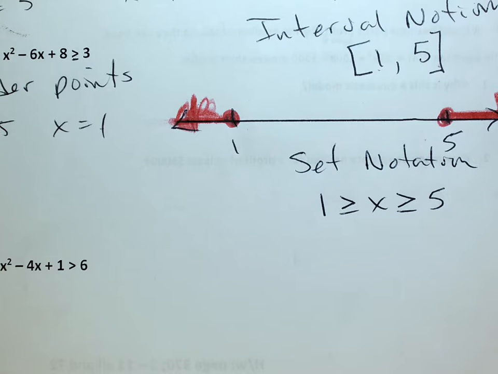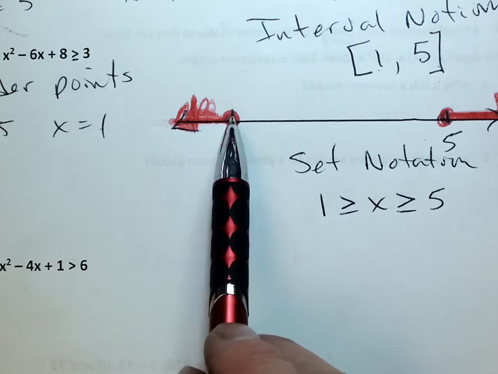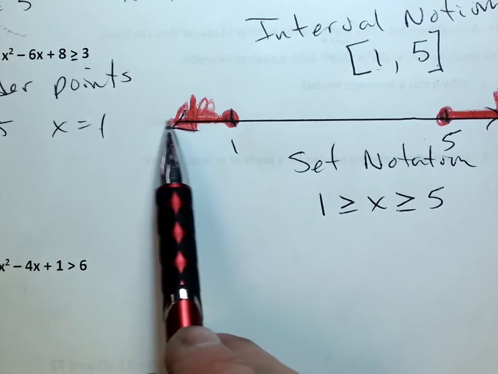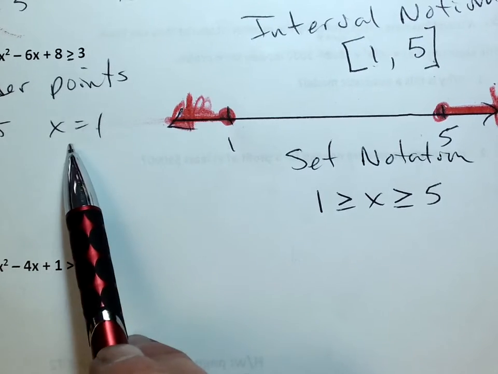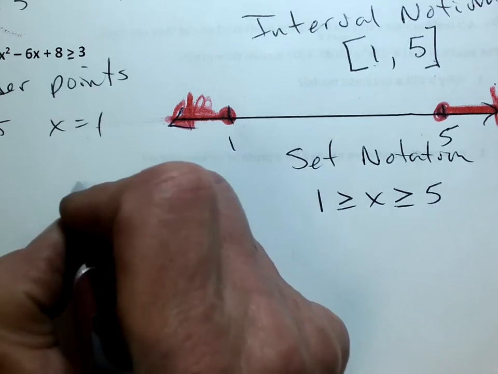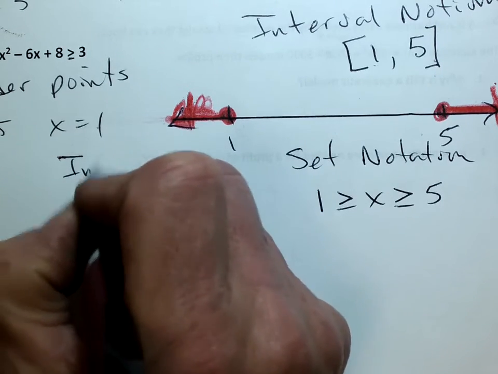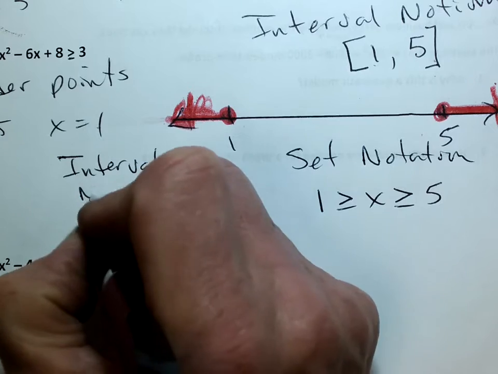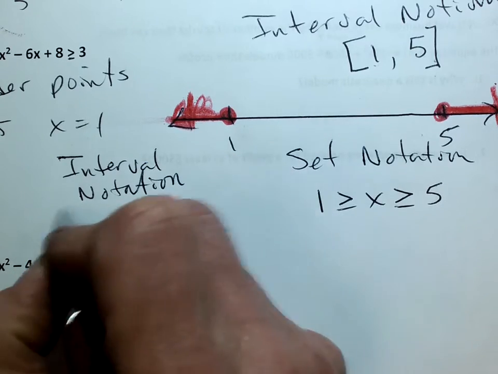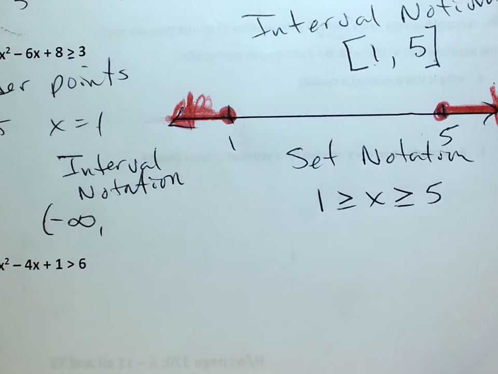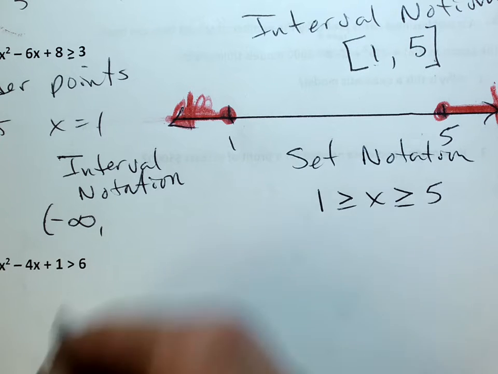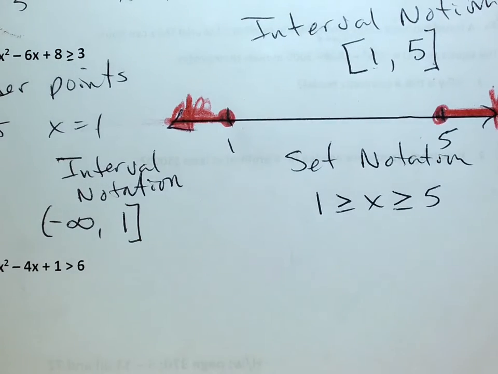So in interval notation, if I were to follow this to the end of its interval, where is it going to get to? Negative infinity, right? You can never get to negative infinity, so we use a parentheses in interval notation. We're going to go parentheses negative infinity because you can't get there. If I could get to negative infinity and put a dot, I would, but I can't. So it's a parentheses, which means don't include it, right? Comma, 1, bracket, because you can get to 1.